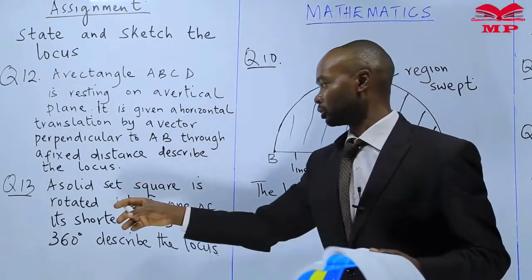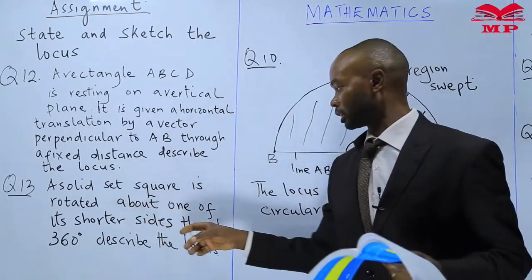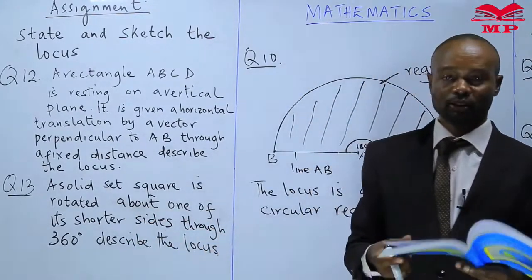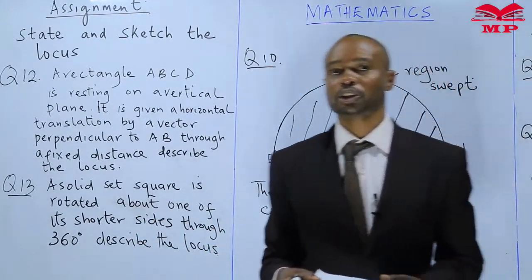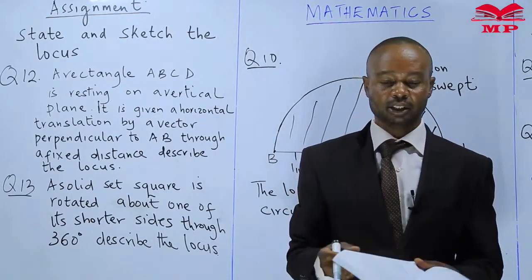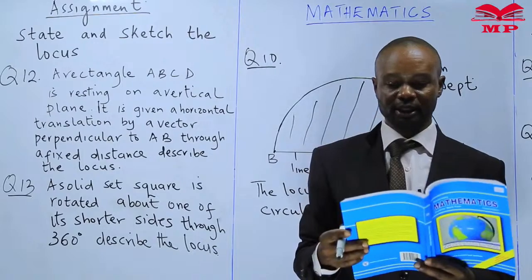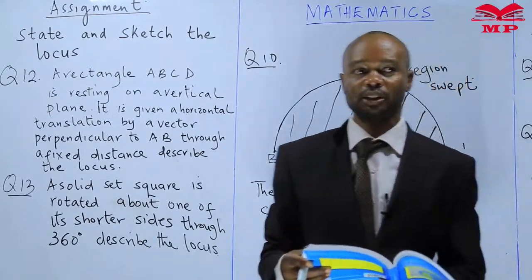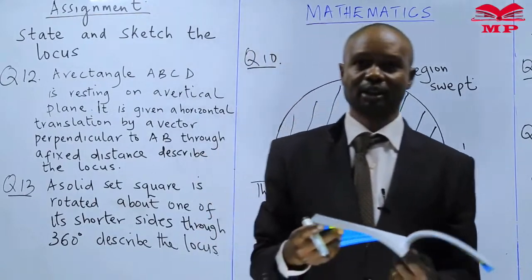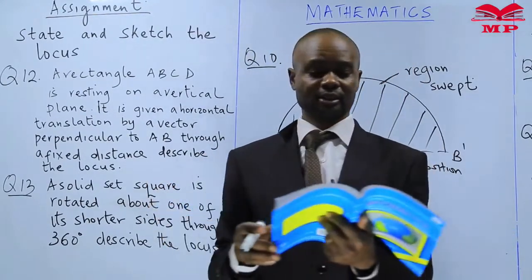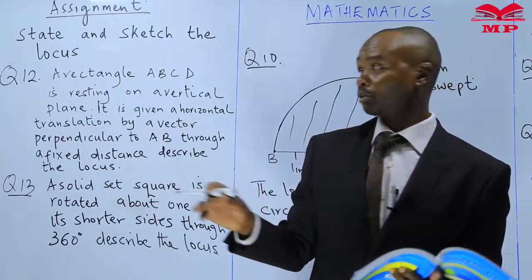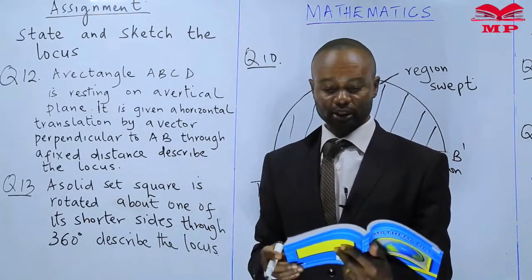13. A solid set square, you know what a set square is, it's rectangular in shape. A solid set square is rotated about one of its shorter sides through 360 degrees. Describe the locus. So we are still continuing to build on the definition we had on the loci before we move ahead. So as you work out the two questions, make sure you are perfecting your skills on the same as we continue to finish a few of that aspects on the loci.